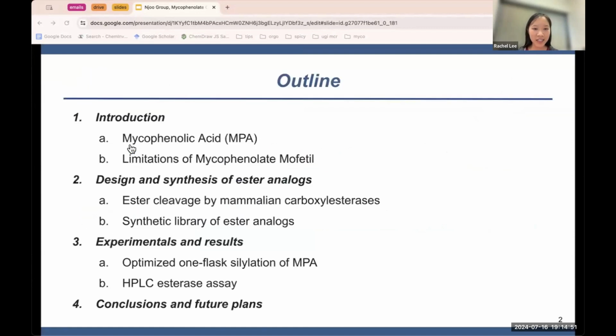In this presentation, I'll introduce some of the background information on mycophenolic acid and its FDA-approved ester prodrug derivative, mycophenolate mofetil, as well as its limitations. Then I'll explain the design and synthesis of our ester analogs, our experimentals and results, and share our future plans for this project.